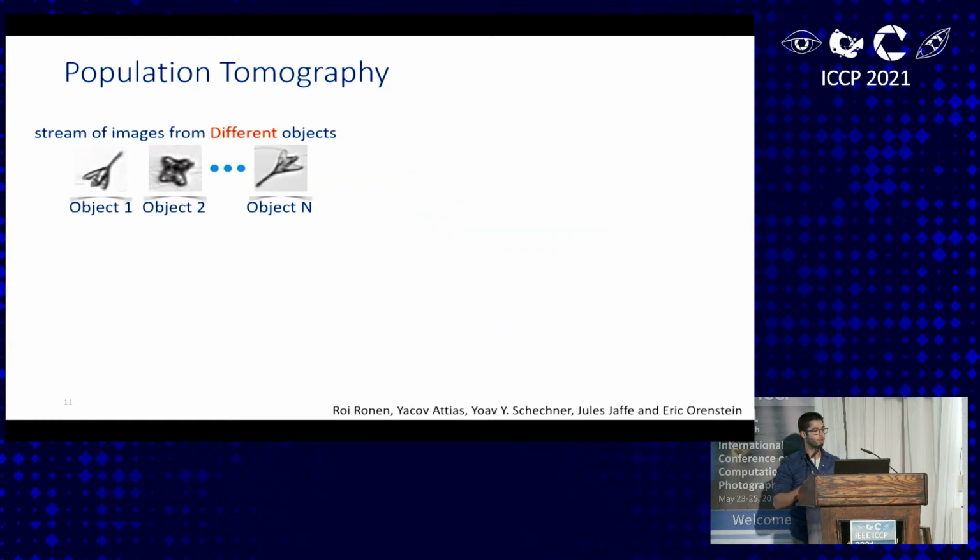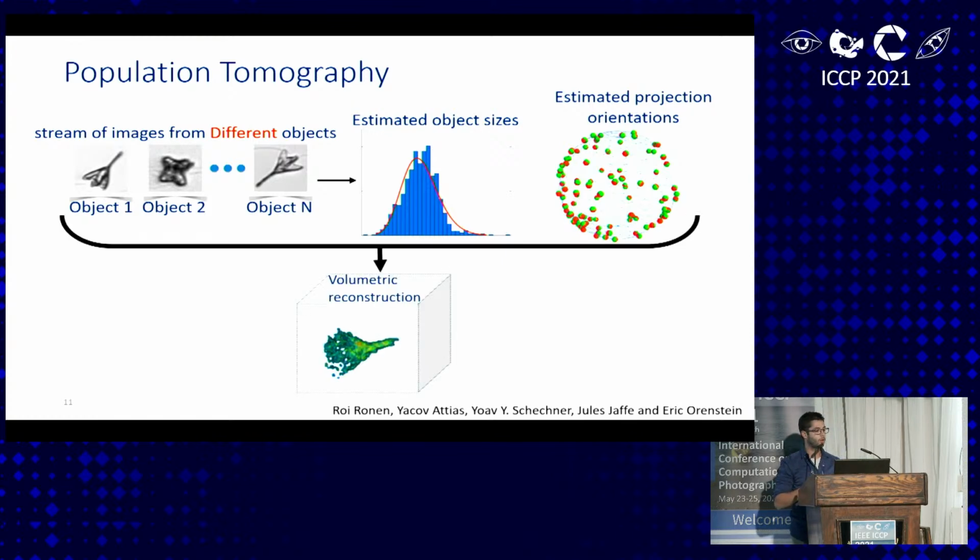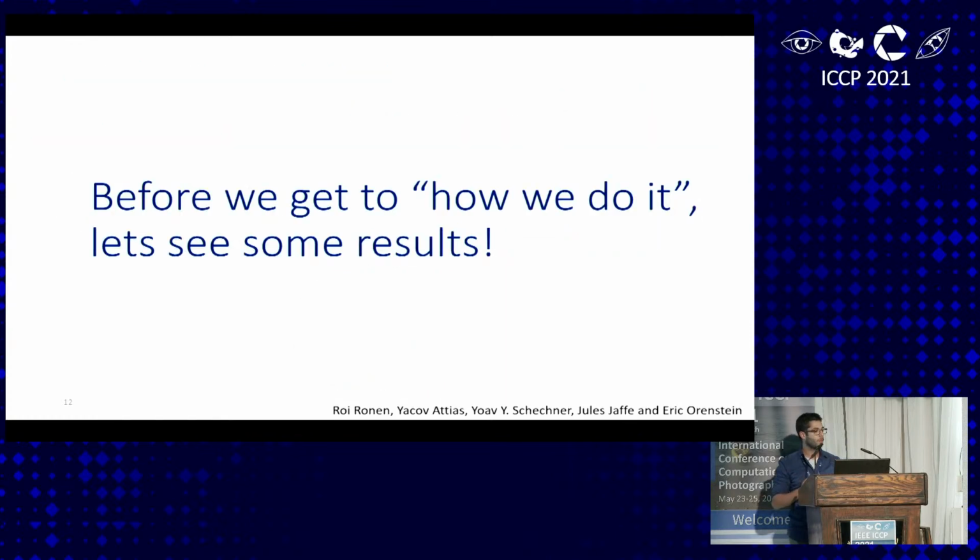The stream of images serves as input to our algorithm. First, we estimate for each image object its scale and orientation. Then, the images, scales, and orientation are used for recovering the 3D volumetric density of the plankton. Before we get to how we do it, let's see some results.